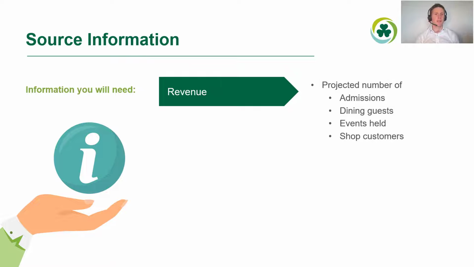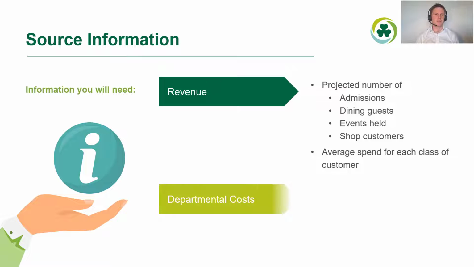For revenue, you will need projected number of admissions, dining guests, events held, and shop customers as applicable. You will need the average spend for each class of customer. For costs, you'll need the cost of sales percentage, the payroll percentage, and other costs in euro terms associated with each individual source of revenue.